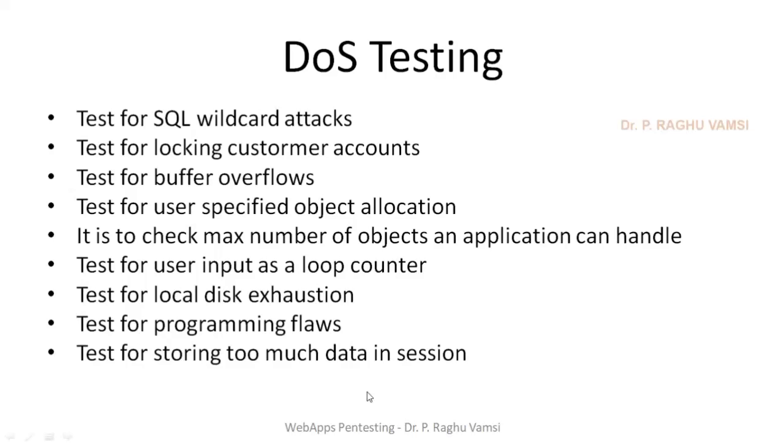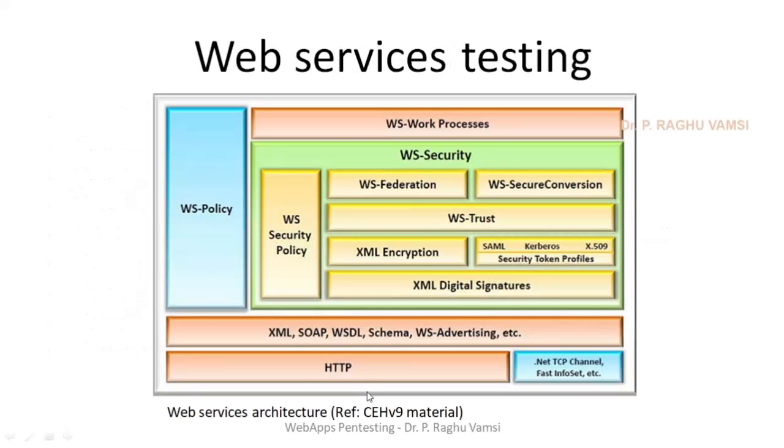Next, we'll move on to the next testing, which is called web services testing, because web services are the XML based data exchanges between the applications. So basically, the web services architecture will be like this. This I have taken from the Certified Ethical Hacker version 9 material. So in this HTTP and .NET TCP channel or any other channel, these are the XML based services: XML, SOAP, WSDL, that is web services description language, schema, web services advertising, etc. Many other services are available.